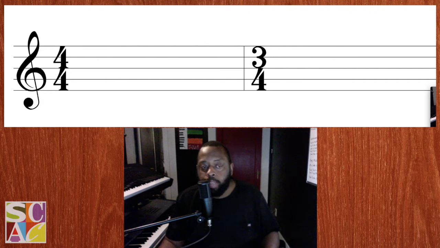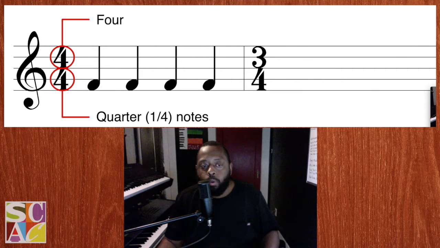Now here comes the time signatures. The top number represents how many beats can fit into this measure. So for this example, the top number is 4, which means that 4 beats can fit to complete this measure. For this example, you see we have a 3, which means that 3 beats can only fit to complete this measure. So let's go back to the first example here, 4/4 time, or as called common time.